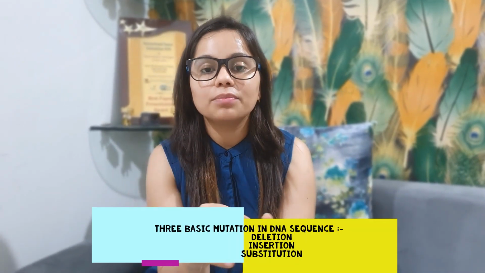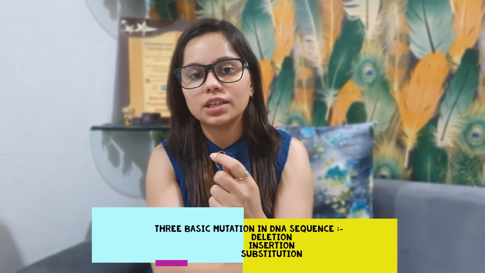So these are the basic three types of genetic, or you can say DNA, mutation that occur inside everyone's body, which may be visible to us or which may not be visible to us. That was all about the mutation in the DNA sequences. In my next video, I will discuss mutation in the chromosomal structures and their types.